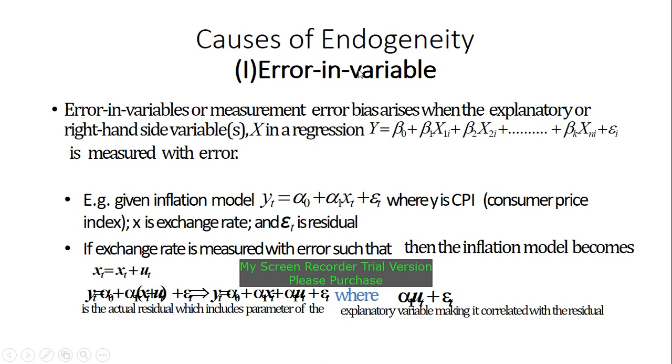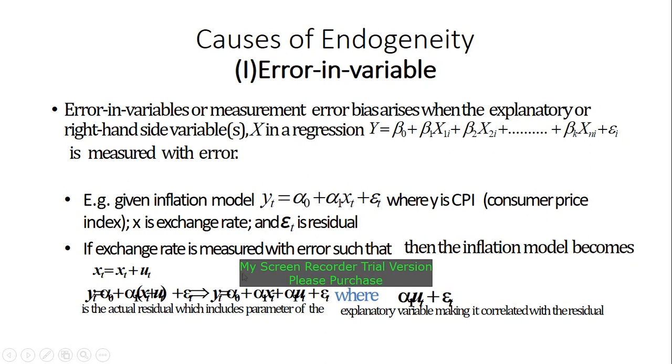So let's look at an example here. This is a simple example: we are given an inflation model Yt, in terms of a simple linear regression. Given the inflation model Yt equals alpha naught plus alpha 1 Xt plus epsilon t, where Y is our CPI, that's consumer price index, and X here is our exchange rate, and our epsilon here is our residual, as we all know. Now, if the exchange rate here is measured with error, then the inflation model becomes this.